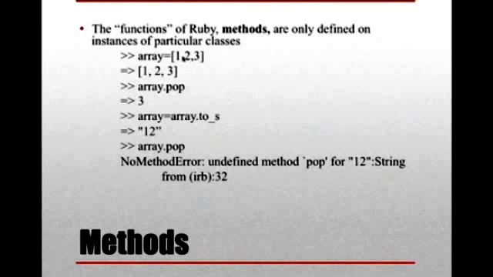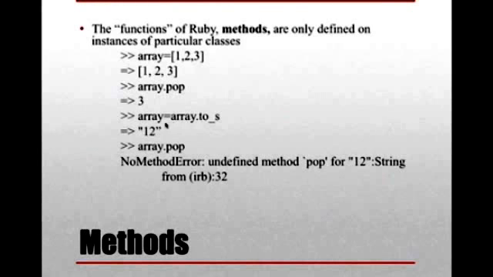So I've been using the word method a lot. Method is really just a way of expressing functions in Ruby, but all functions in Ruby are assigned a particular set of classes that they can operate on. So for example, if I define this array 1, 2, 3 and ask the array to pop, I get the top element of that array, which is the number 3.